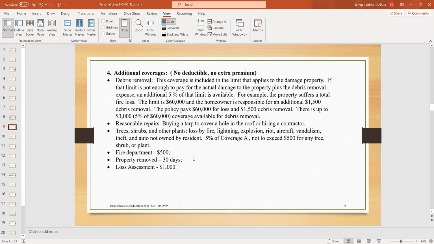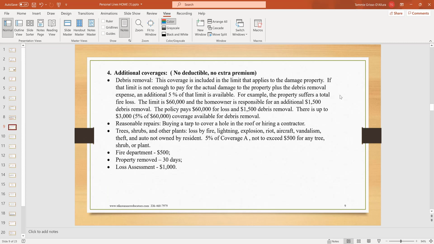One of them is debris removal. So you've had that fire, and that's great that you can repair your dwelling or your home there. That's great that you can replace your personal property, your contents, your furniture, your clothes, and things like that. But what about debris? There's usually some debris, whether it's left from a windstorm or a fire. So this coverage is included in the limit that applies to the damaged property. And this is the deal. If that limit is not enough to pay for the actual damage of the property, plus the debris removal expense, an additional 5% of that limit is available. And then I gave you an example here.